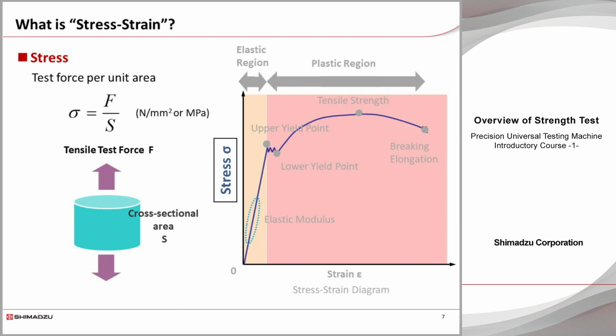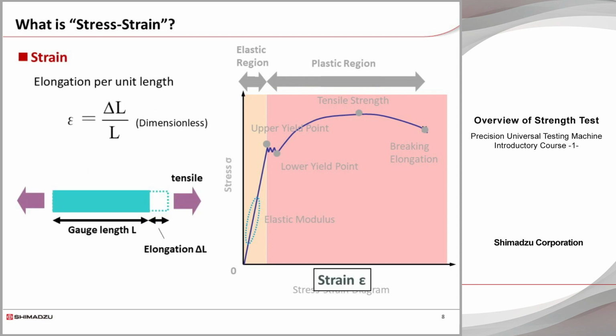Stress is a physical quantity that indicates the magnitude of the force applied to an object, which is the test force per unit area and is given by dividing the test force by the cross-sectional area of the object. Stress is expressed in units such as Newton per square millimeter or Pascal.